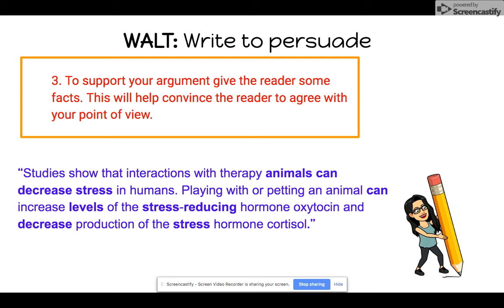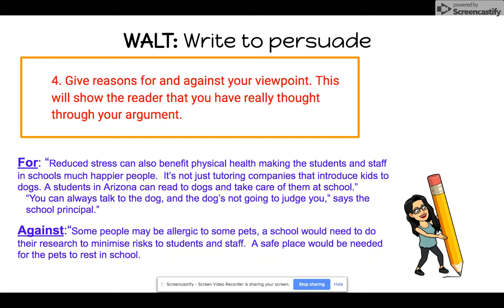3. To support your argument, give the reader some facts. This will help convince the reader to agree with your point of view. So continuing on from my theme, studies show that interactions with therapy animals can decrease stress in humans. Playing with or petting an animal can increase levels of the stress-reducing hormone oxytocin and decrease production of the stress hormone cortisol. Those are some facts that I have provided for the reader.